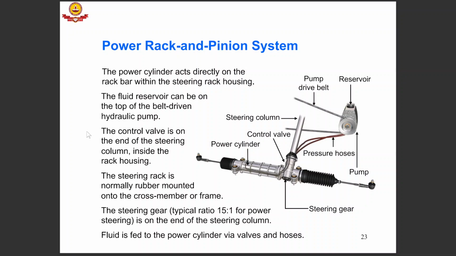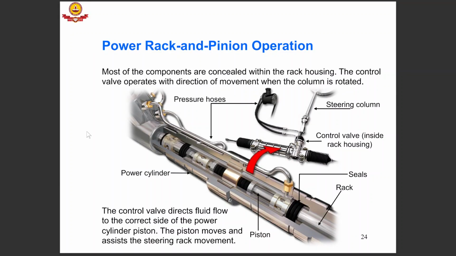So the fluid is fed to the power cylinder via valves and hoses, and the valve is controlled based on the direction of movement when the column is rotated. The control valve directs fluid flow to the correct side of the power cylinder piston. The piston moves and assists the steering rack in the movement.